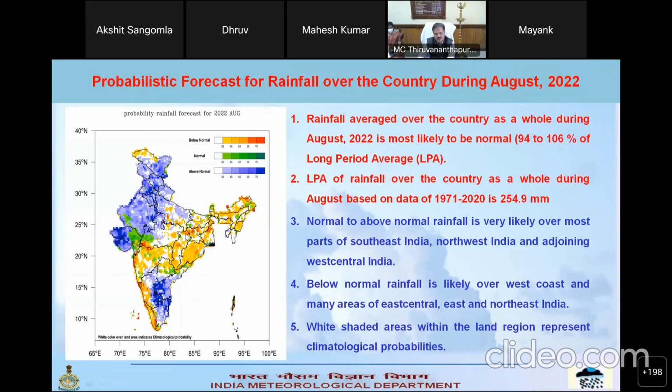Now, if I consider the country as a whole, the rainfall, again because of these two dipolar behaviors, is expected to be normal, at 94 to 106%, and normal is 254.9 millimeter.